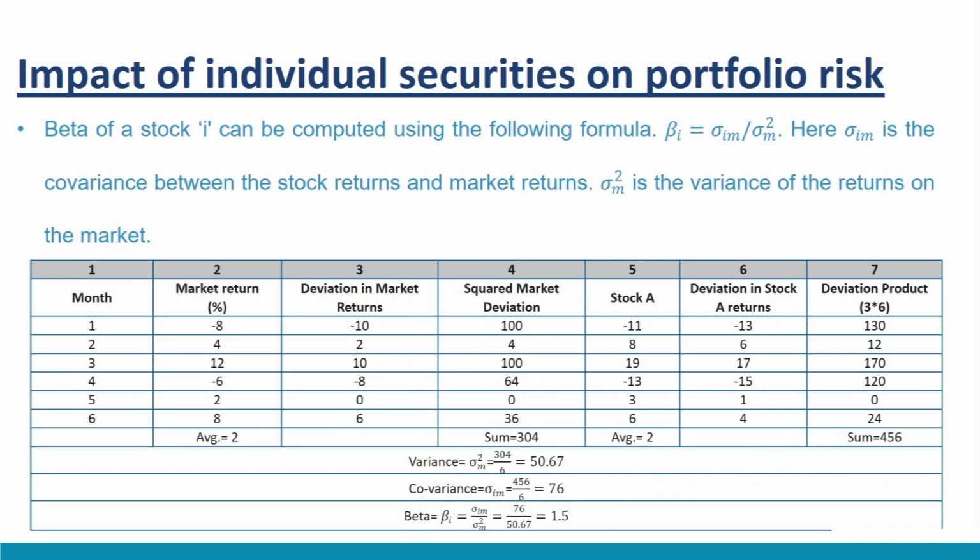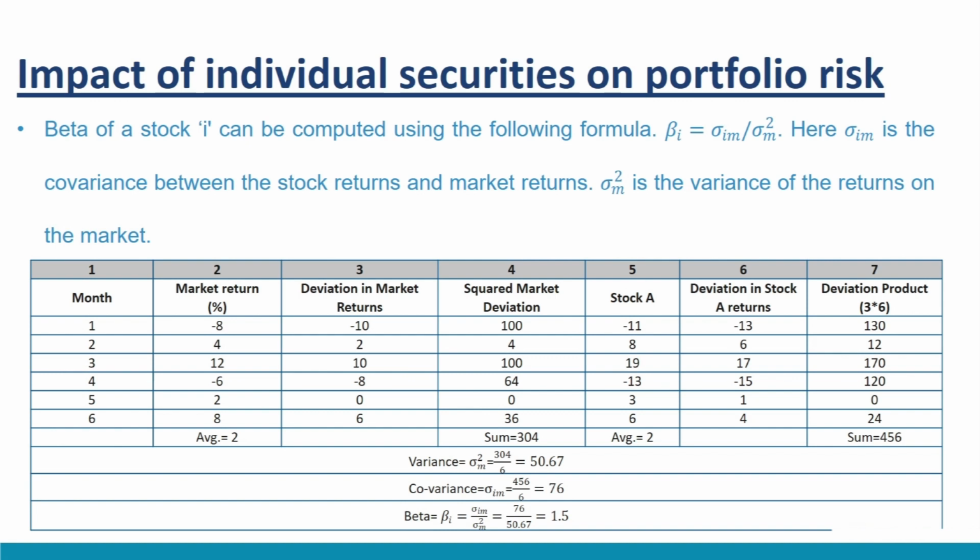Beta of a stock i can be computed using the following formula, that is beta equals sigma im upon sigma m square. Here, sigma im is the covariance between the stock returns and market returns, and sigma square m is the variance of the returns on the market. The ratio of this covariance and variance is the contribution of the stock to the portfolio risk, that is beta.